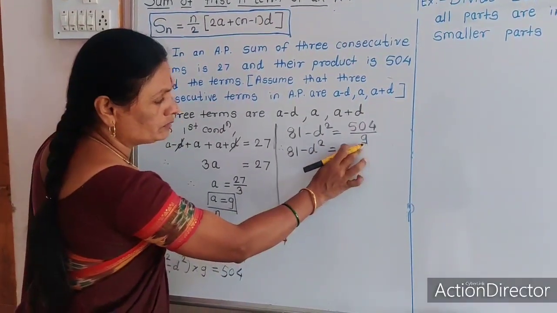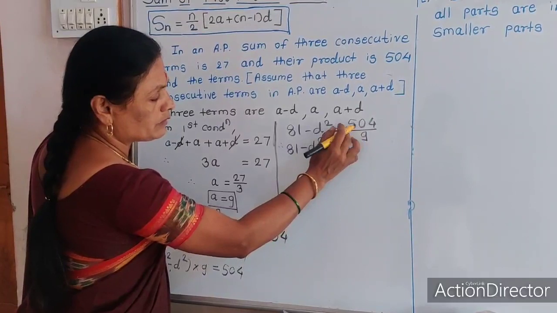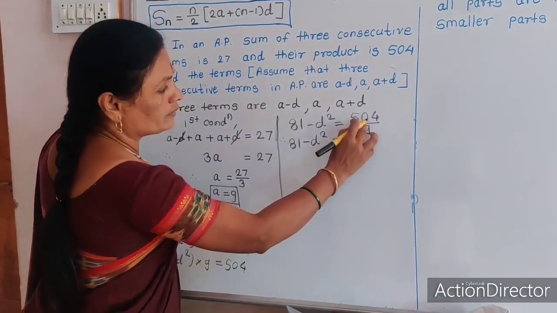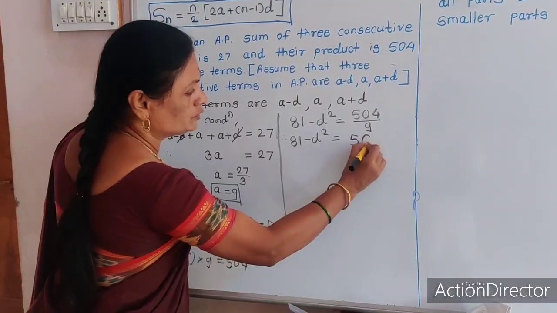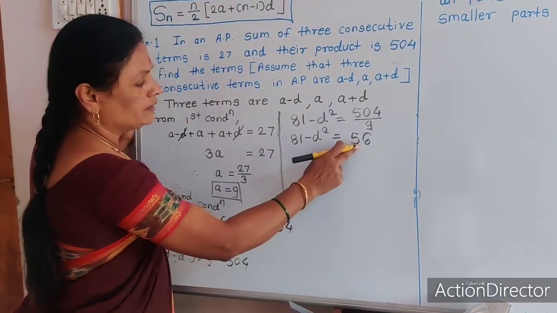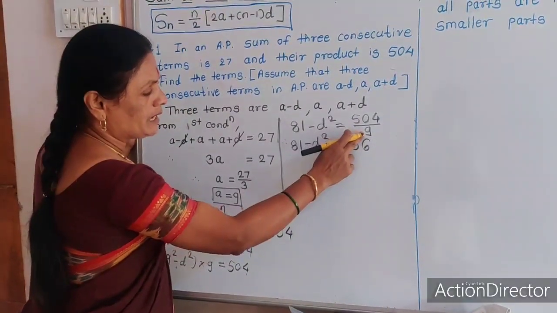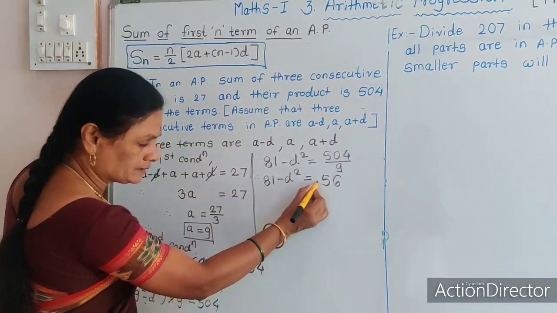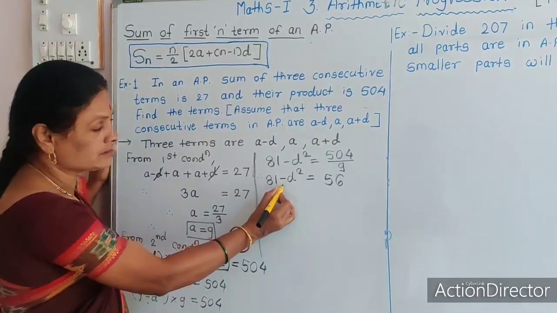Nine nines are 81, 9 fives are 45, 5 remains, 9 sixes are 54. So when we divide by 9 we get 56. 56 is plus and d square is minus.